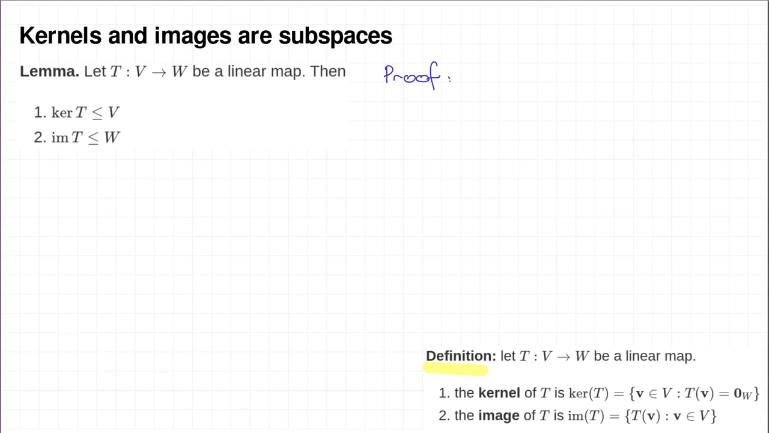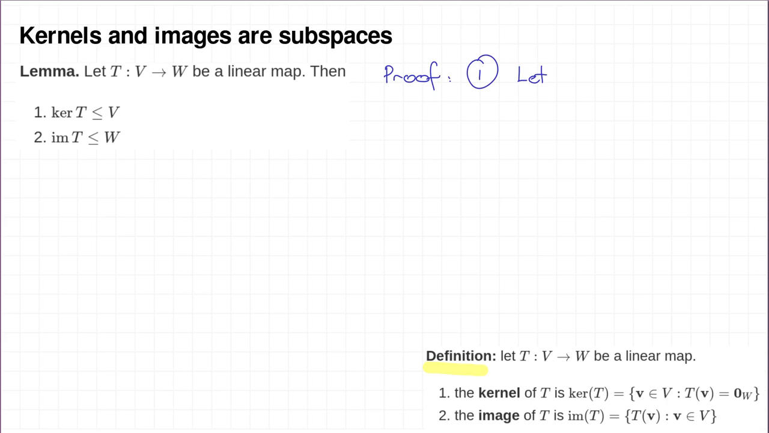First of all, part 1 says the kernel is a subspace of V. So let's think first of all, what is the definition of a subspace? You remember, less than or equal to here means the kernel of T is a subspace of V. What's the definition of a subspace?